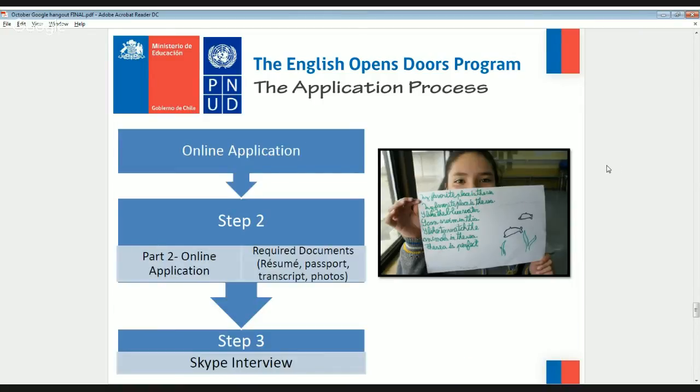It starts with an online application. And again, if you look at the showcase feature, you can see a link to our website, and that is where you'd be able to find the application. Once you fill out that online application, you would receive an email with the second part of this application process, in which we would ask you for various required documents, as well as your availability for a Skype interview. Our interviews last anywhere between 45 minutes and an hour.